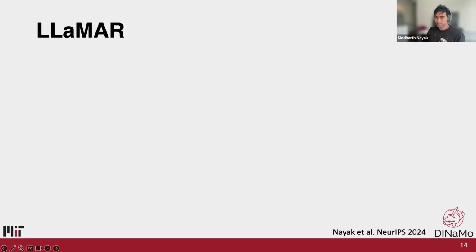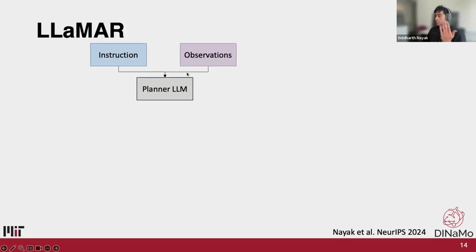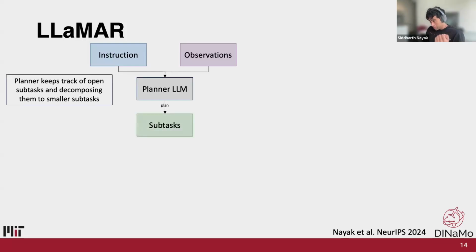But okay, so this is where we introduce our algorithm, which is called LLaMAR, which stands for Language Model Based Long Horizon Planning for Multi-Agent Robotics. Similar to what was happening before, you have an instruction and observation. This is fed into a planner language model. This planner language model is basically going to give a sequence of tasks that the language model thinks is feasible with the current observations, and it gives you a list of subtasks. Now this planner keeps track of all the open subtasks and decomposes the high level instruction into smaller subtasks.